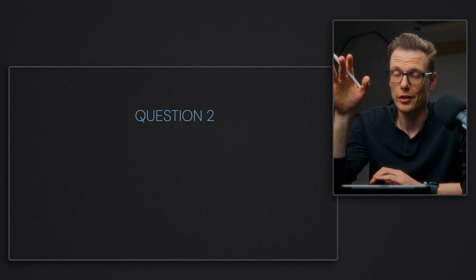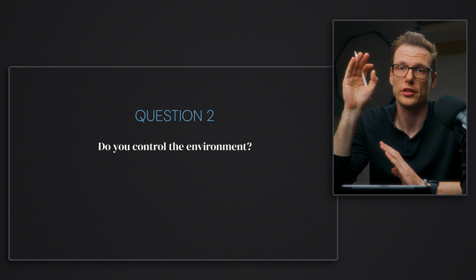Now, if you shoot only natural light, the flash and modifier section becomes irrelevant. But since you still want to have at least some kind of control over the light, getting a 5-in-1 reflector to diffuse, bounce, or block the light is always a good idea. Moving on. Question 2 is, do you control the environment?